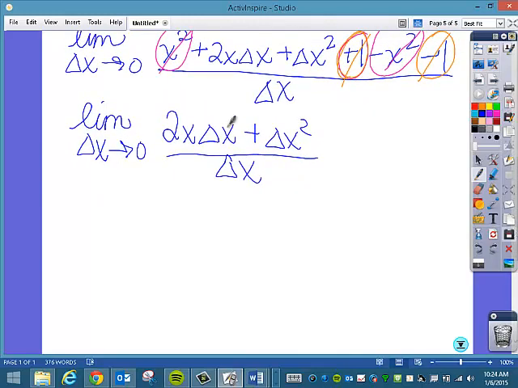So if you notice, we have a delta x in both of the terms in my numerator, and I have a delta x in my denominator. So what that means is I can divide a delta x out of each of these terms. So I'm going to have the limit as delta x approaches 0. I'm going to cancel a delta x out of my numerator to get 2x, and cancel a delta x out of delta x squared to get just delta x.